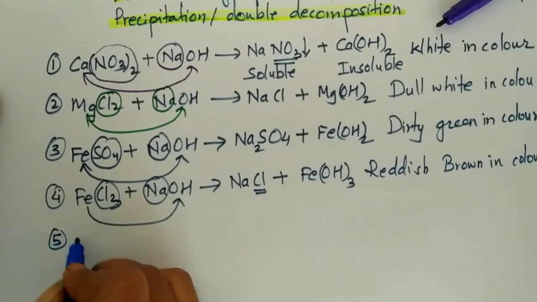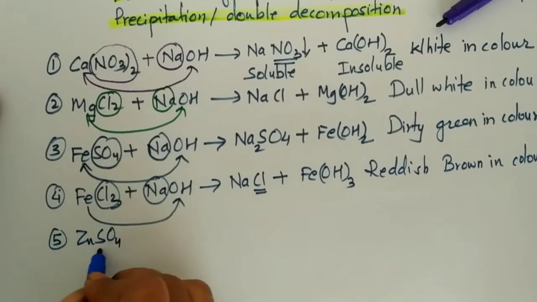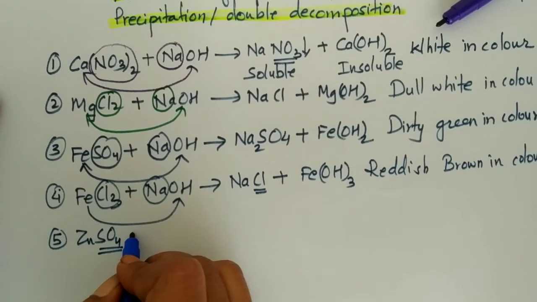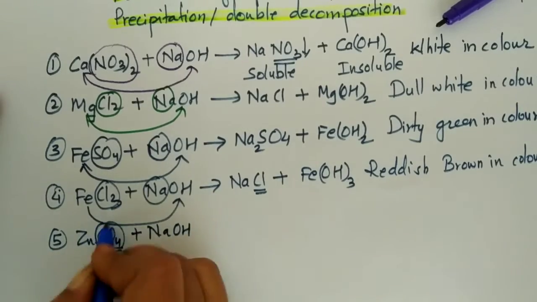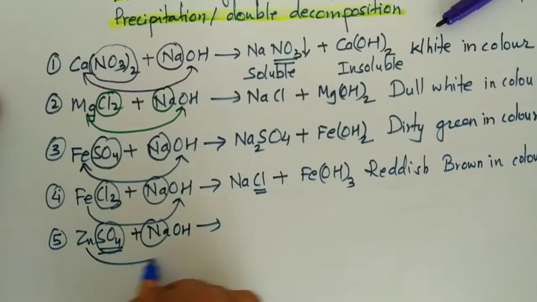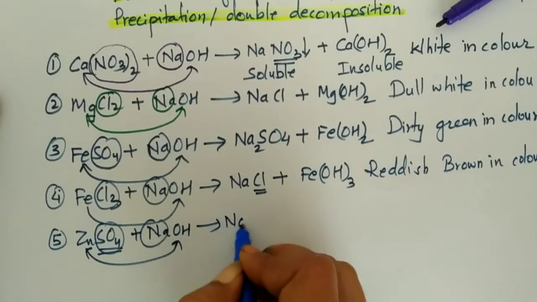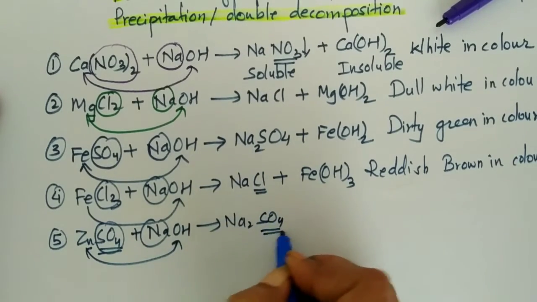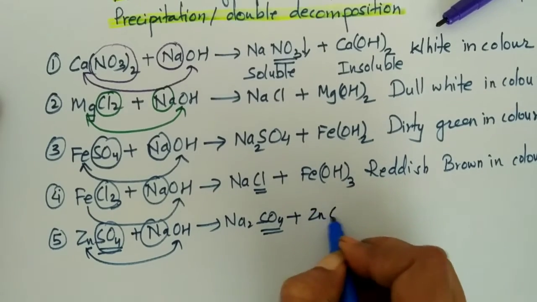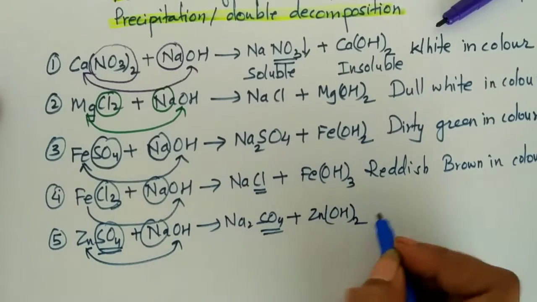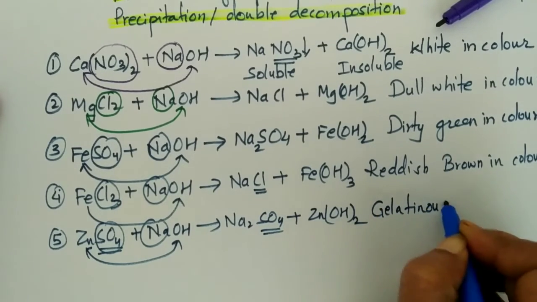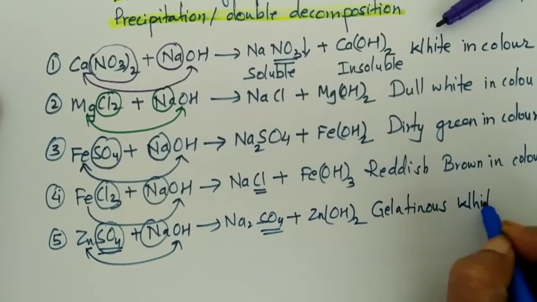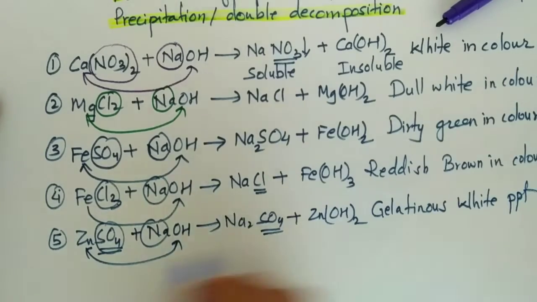Fifth one, zinc sulfate. All sulfates are soluble. We are taking soluble salts and a soluble base. Zinc will react with OH, and Na and sulfate will react. It will form Na2SO4, a soluble salt. Then Zn(OH)2. Zinc's valency is 2. This is a gelatinous white precipitate.